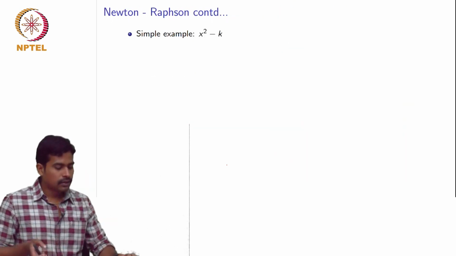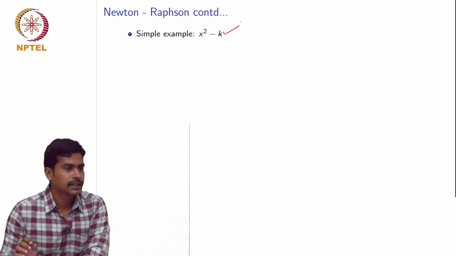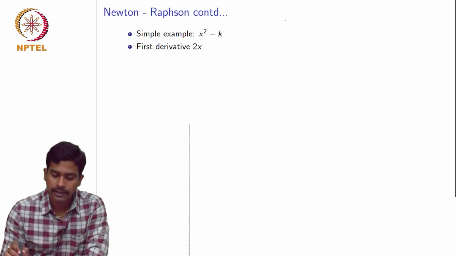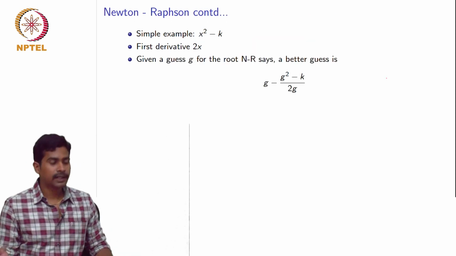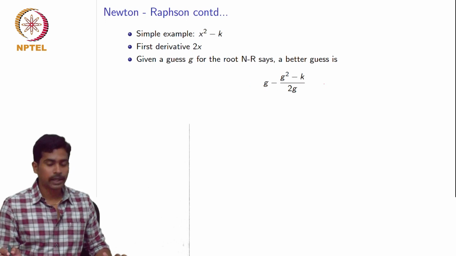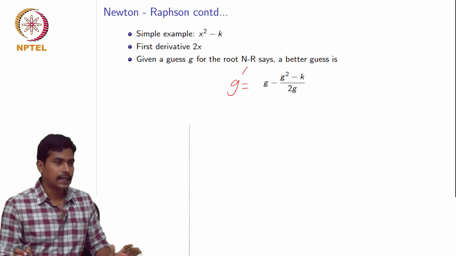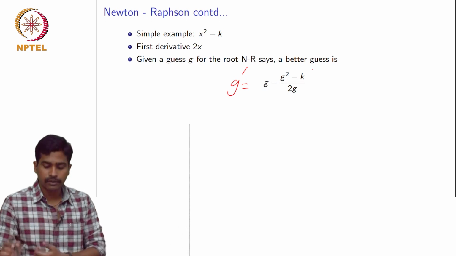Okay. So, as we have seen before, let us say k is your given number and you want to calculate its square root. For this we have to use the equation x square minus k equals 0. This is our p of x, and the derivative, p dash of x, equals 2x. So, according to the Newton-Raphson method, if you have a guess, you can get a better guess g dash equals g minus (g square minus k) divided by 2g. So, this equation.